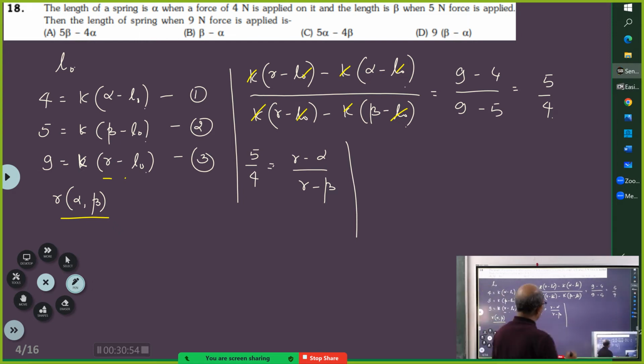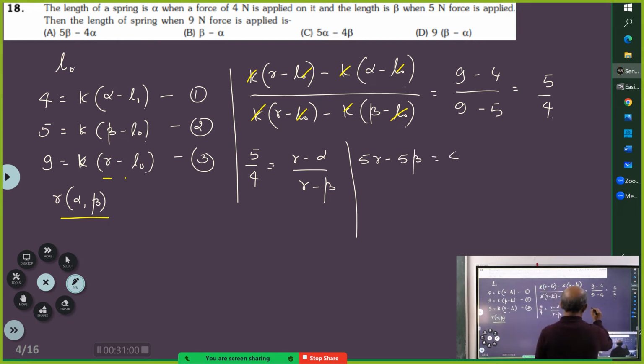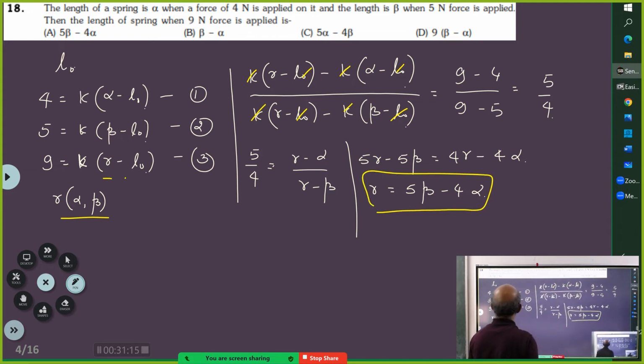So just cross multiply this. You get here 5 gamma minus 5 beta is equal to 4 gamma minus 4 alpha. So I shift the gamma here. So I get gamma here, and I will get here 5 beta minus 4 alpha. So this is the answer. So do you have this option? 5 beta minus 4 alpha? Yes, it is. I hope you understood this logic, students.